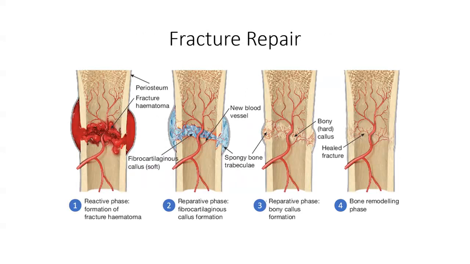Moving on to the process of fracture repair, and fracture repair involves 4 phases. The first phase is the reactive phase, in which blood vessels crossing the fracture line are broken. Blood leaks from the torn ends of the blood vessels, and a mass of blood forms around the fracture site. This mass of blood is called a fracture hematoma, and it usually forms 6 to 8 hours after the injury.